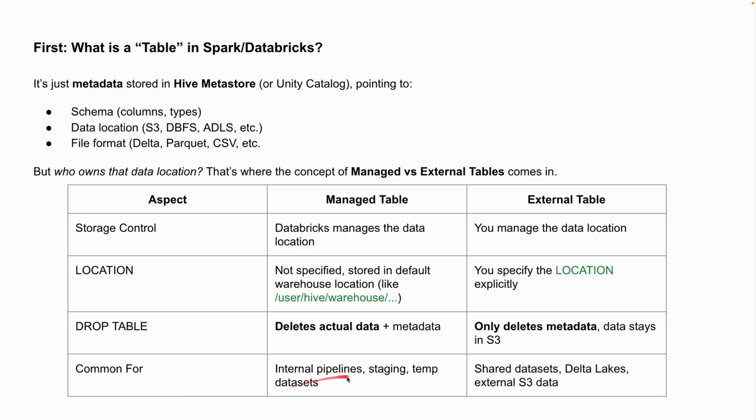Managed table is common for internal pipeline staging temporary data sets, and external table is common for your shared data sets, Delta Lakes, external S3 data.